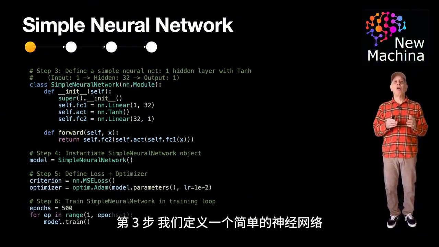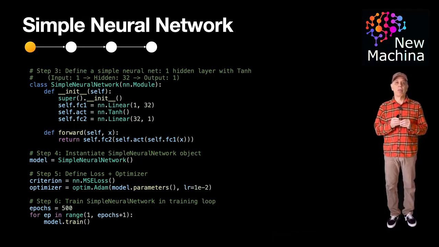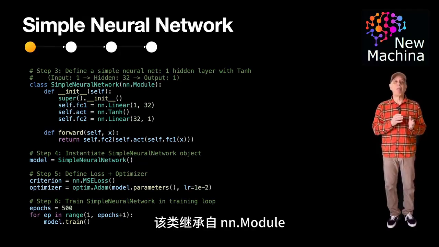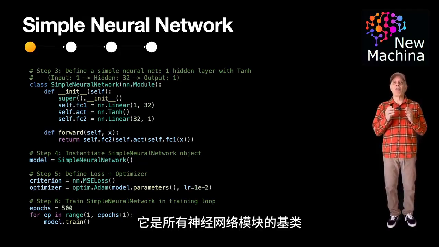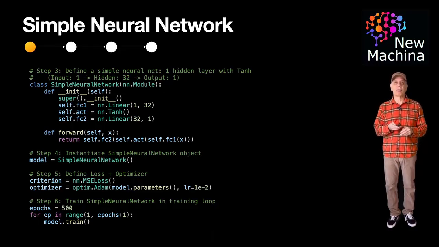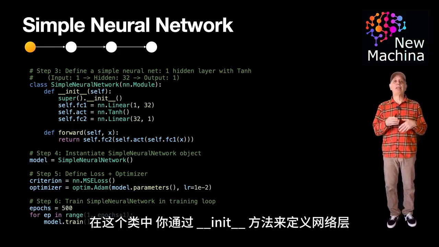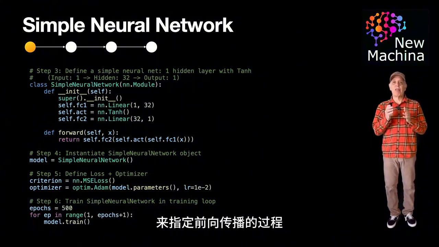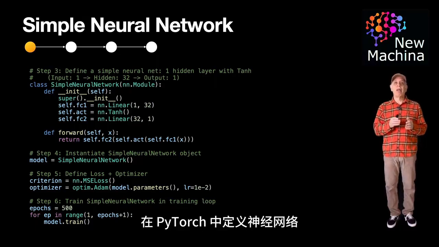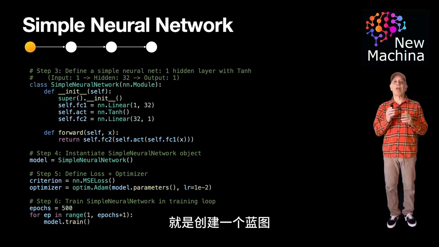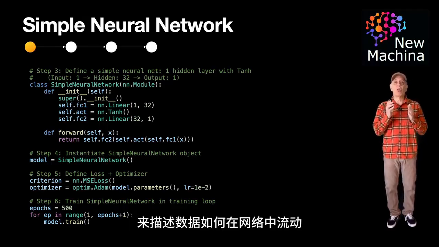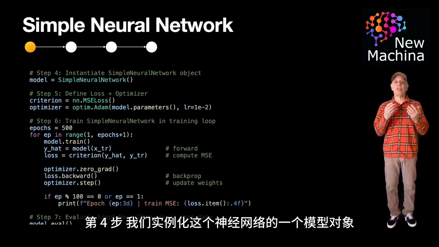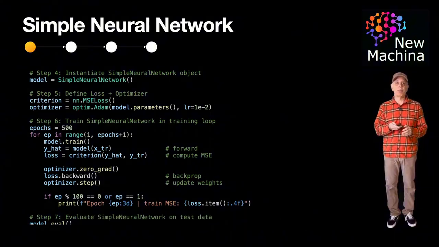So now in step 3, we define a simple neural network. In PyTorch, you define a neural network by creating a class that inherits from nn.Module, which is the base class for all neural network modules. Within this class, you implement the init method to define the network layers and the forward method to specify the forward paths. Simply put, defining a neural network in PyTorch involves creating a blueprint for how data flows through the network. So in step 4, we instantiate an instance of this neural network model.